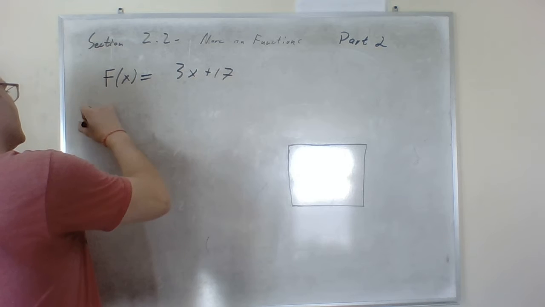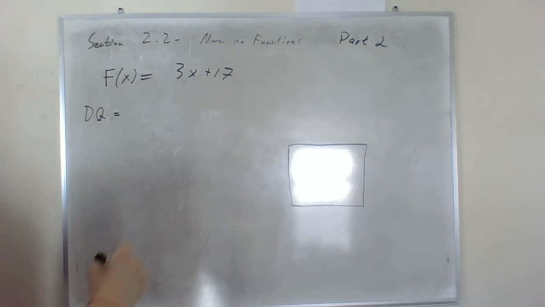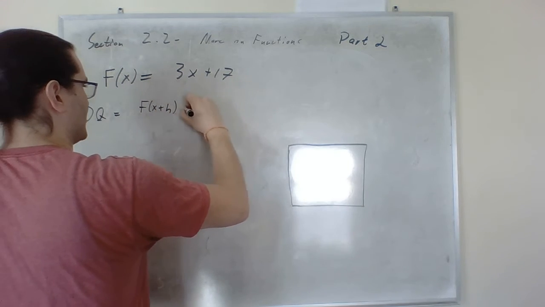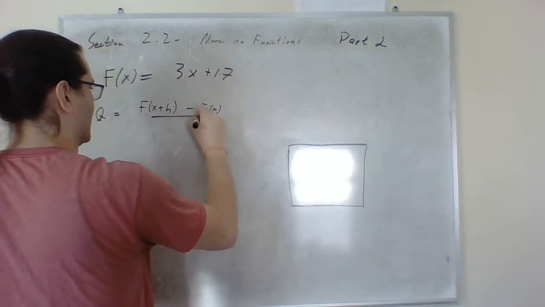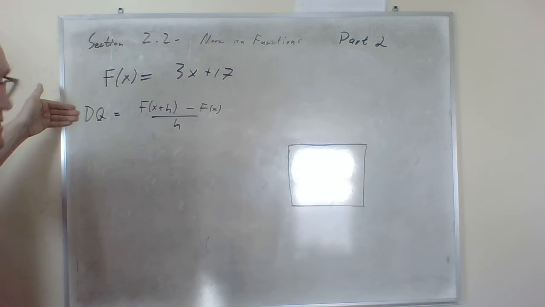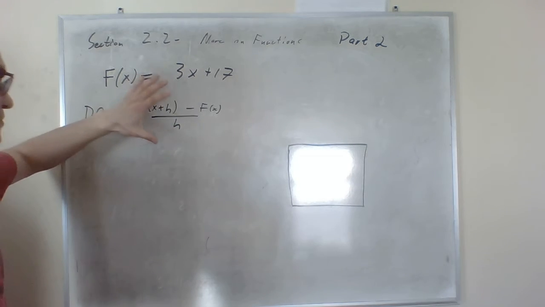If I want to find the difference quotient for this function, I would start by writing the difference quotient formula. f of x plus h minus f of x all over h. Every single time I do a difference quotient, I start by writing this out. And I would encourage you to do the same. Always start with this.